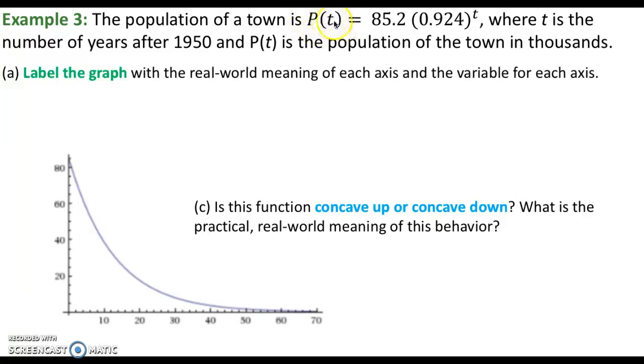The inside variable inside the parentheses gives us our input variable of t. That always goes along our horizontal axis. And they said t was the number of years after 1950. So this is my label and my units for my horizontal axis. My output axis is p of t, which they said stood for population of the town, and its units were in thousands. So this is population of the town in thousands of people.